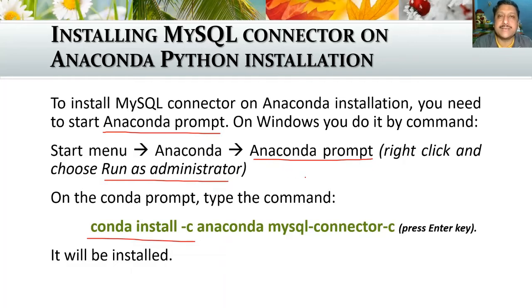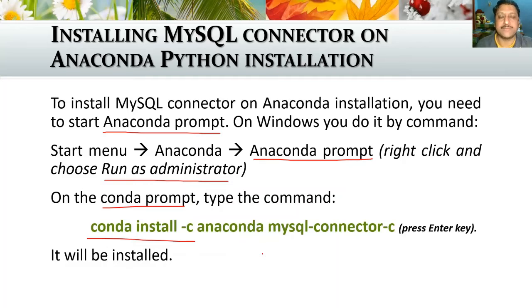Just right click there and select from the menu run as administrator. Okay, then it will start as administrator, and whatever the command or installation is to be given, it will be installed permanently in your computer. Okay, so on the Anaconda prompt you have to type this command and then press enter key. It will install. It will take time and it will install automatically.